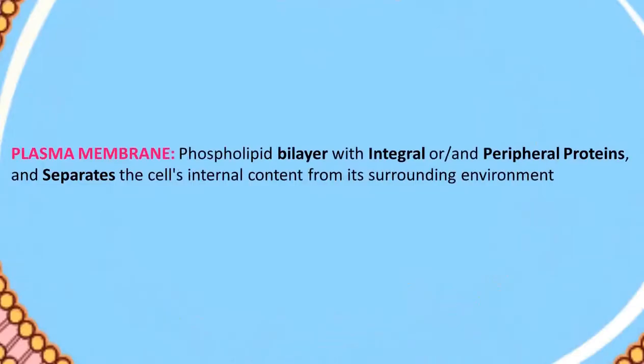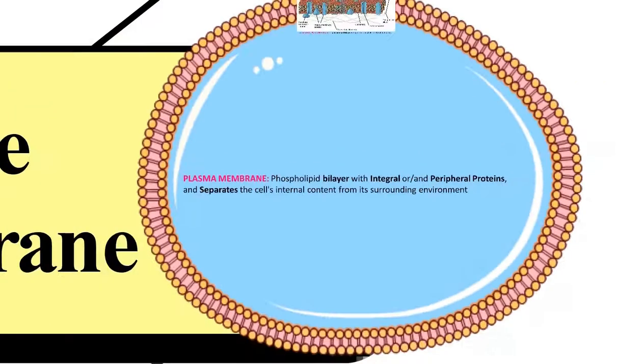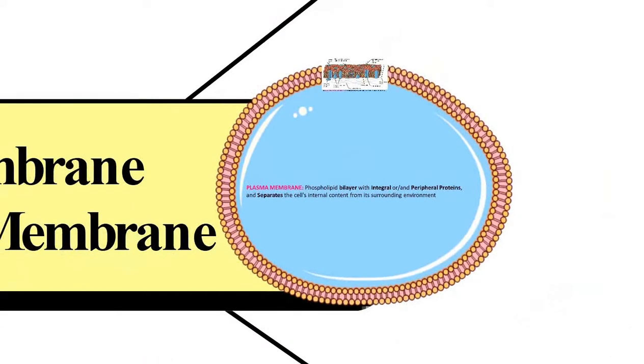The plasma membrane is a phospholipid bilayer with integral as well as peripheral proteins, and it separates the cell's internal content from its surrounding environment. That means this plasma membrane forms the boundary for the cell and separates the internal content from the environment.